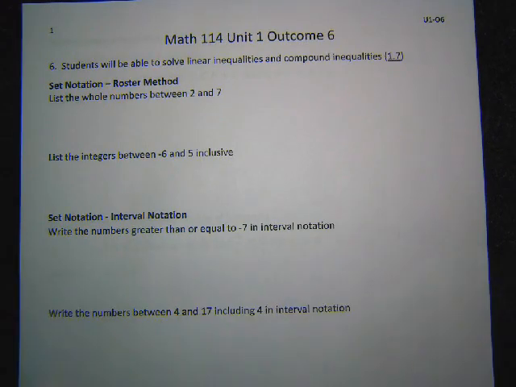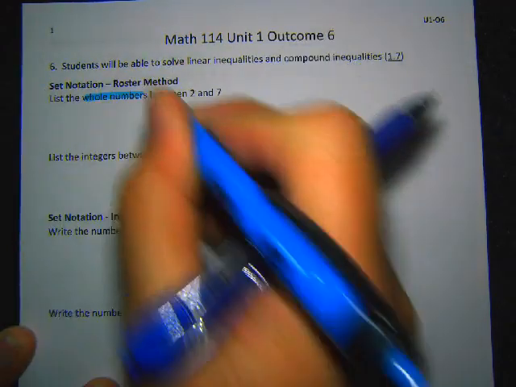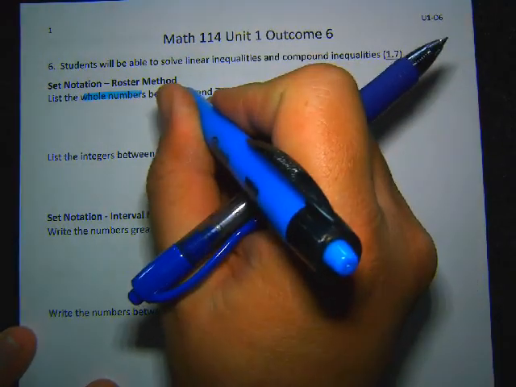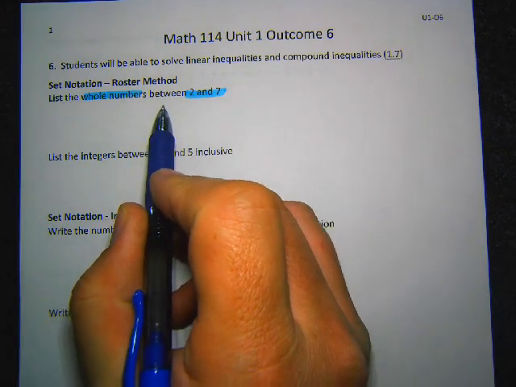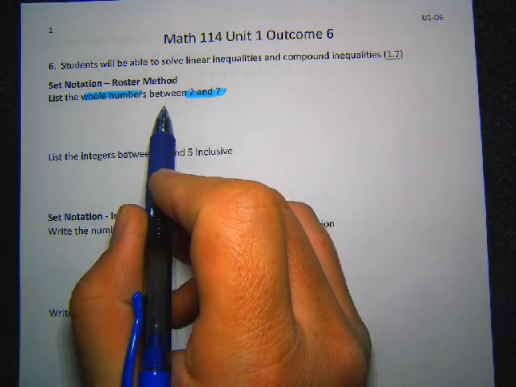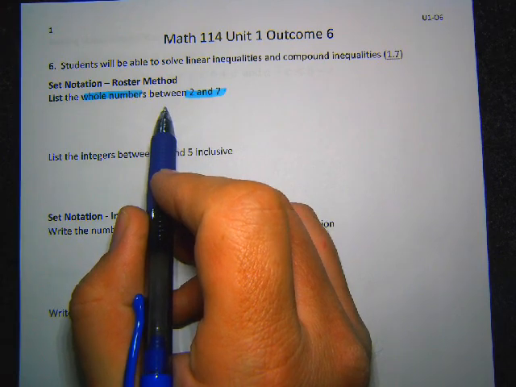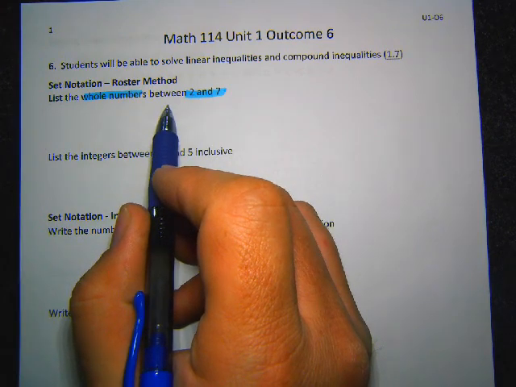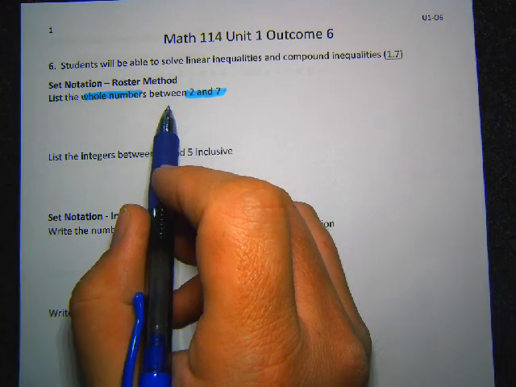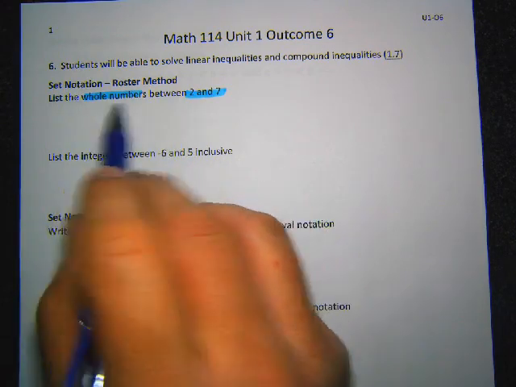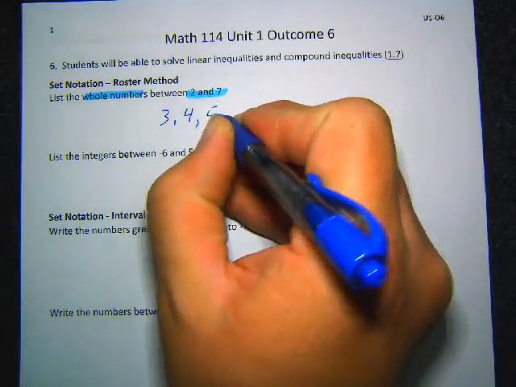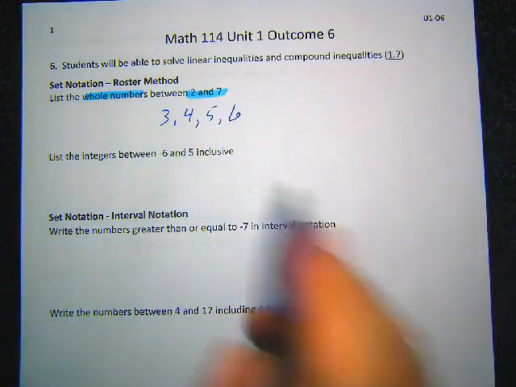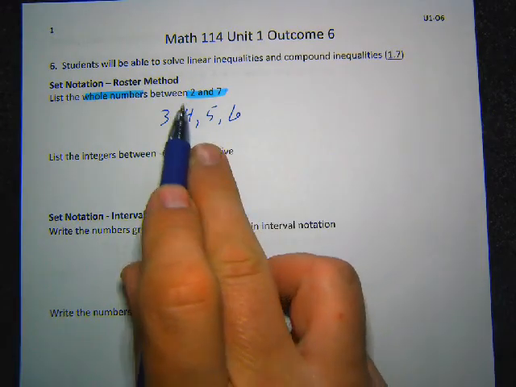So for the first example, we want to list the whole numbers between 2 and 7. So we're just looking for whole numbers, no fractions, no decimals, and we just want numbers between 2 and 7. Because it says strictly between, it doesn't say anything about including 2 and 7, we're not going to include 2 and 7 themselves. If it said between 2 and 7 inclusive, then we would use 2 and 7, but this is just referring to numbers between. So this is going to be numbers like 3, 4, 5, 6, and that's it, right? Those are the only whole numbers that are between 2 and 7.